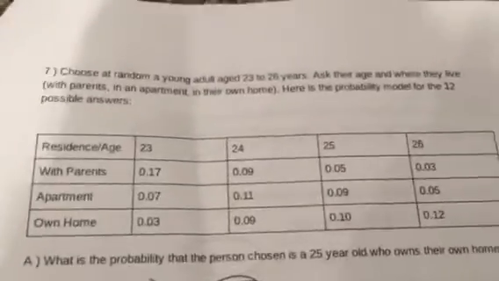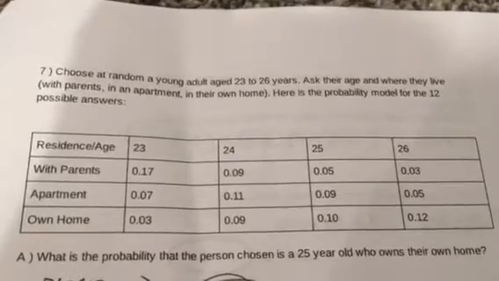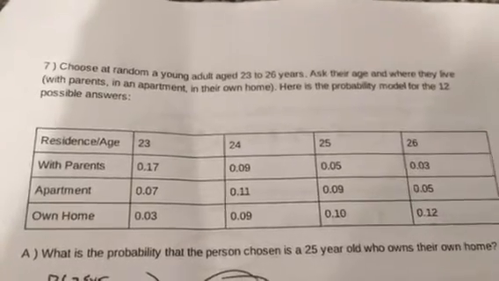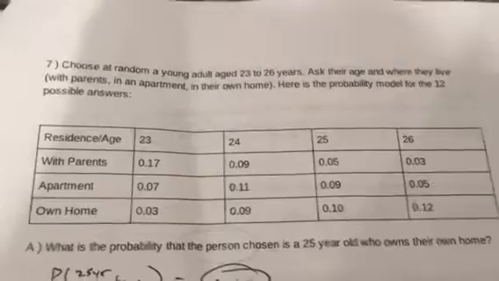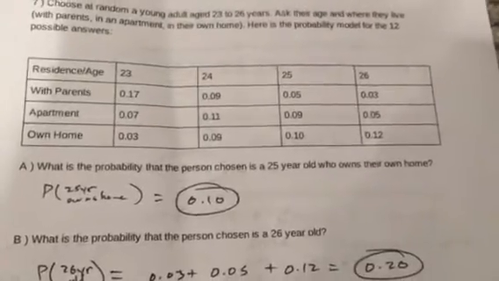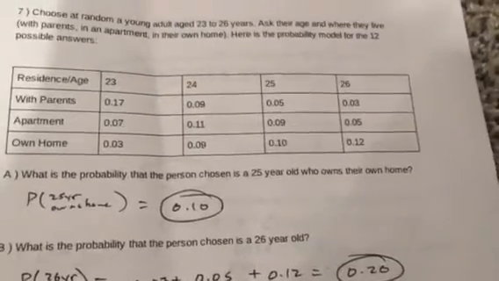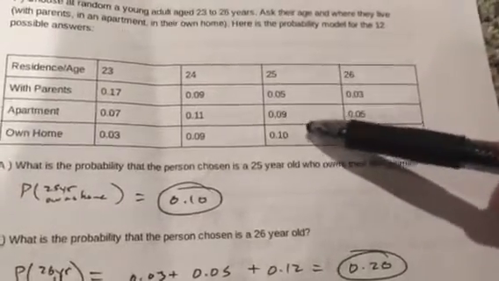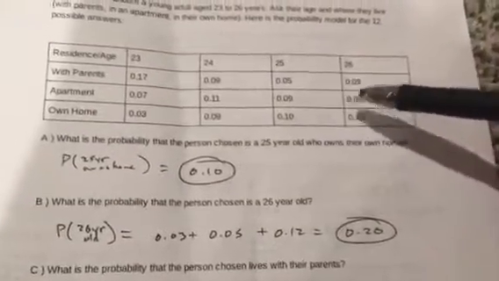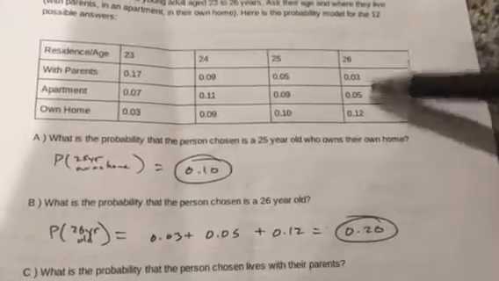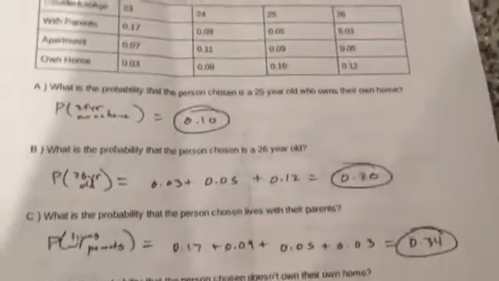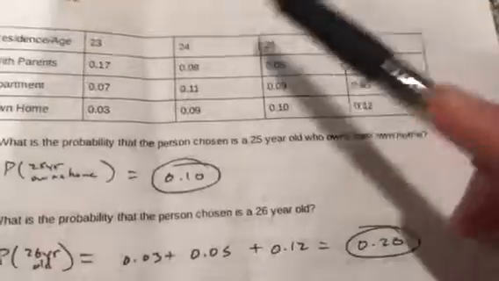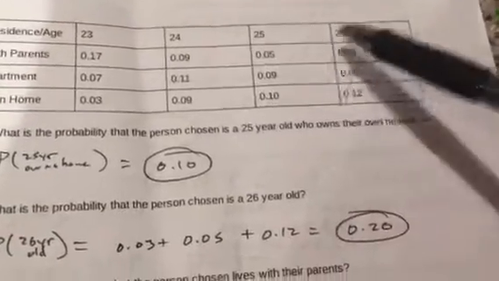All right. Choose at random a young adult, age 23 through 26. Ask their age and where they live. Here's a probability model for the 12 possible answers. What is the probability that the person is a 25-year-old who owns their home? Right there, that entry. What is the probability that they are 26? Add up that column. What is the probability that they live with their parents? That. Add it all up.